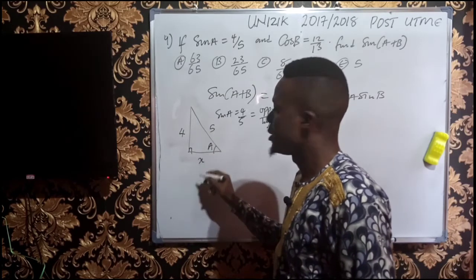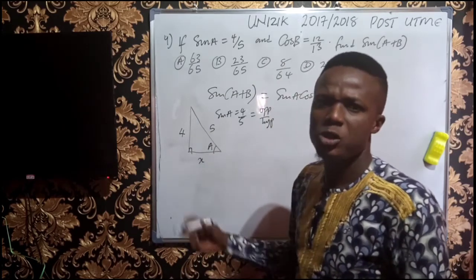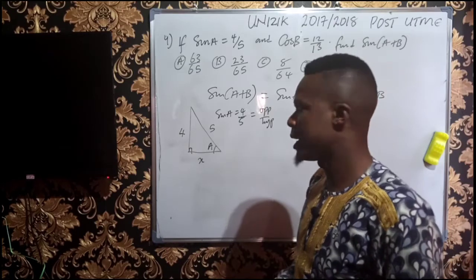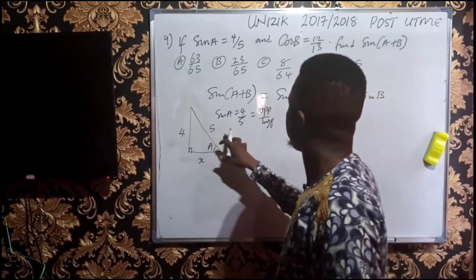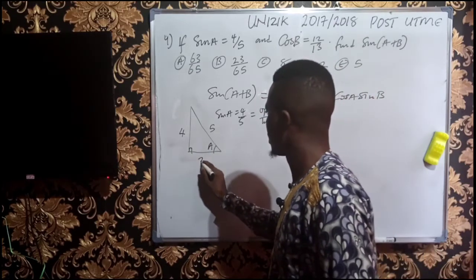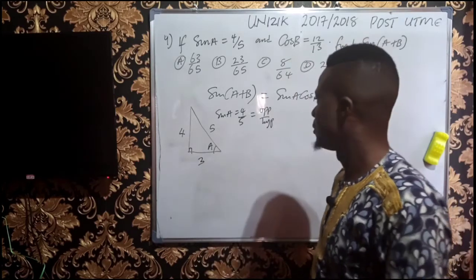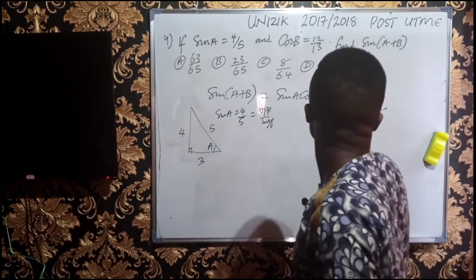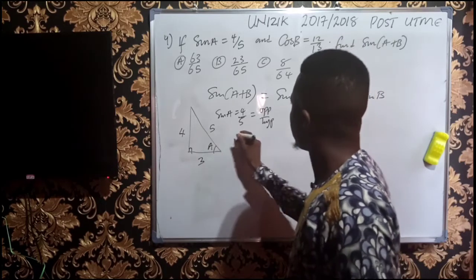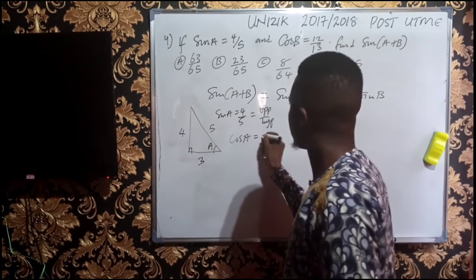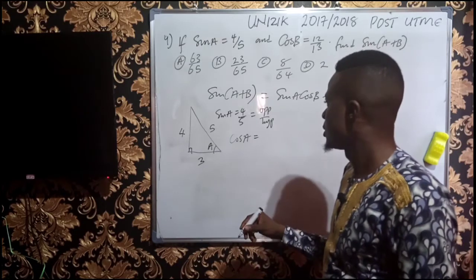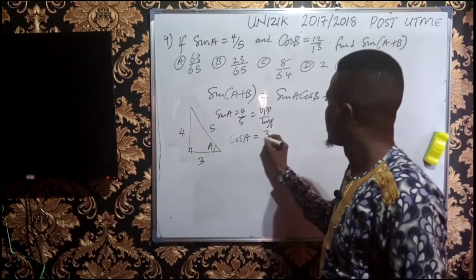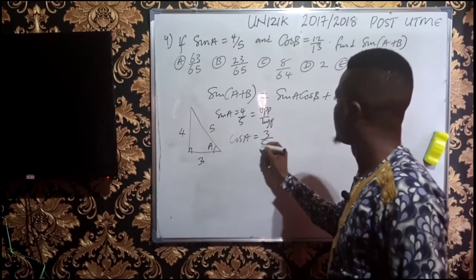You can get this side using Pythagoras theorem, but you need to be fast in an aptitude test examination like this. Whenever you see 4, 5, you should know that the third side should be 3 from the Pythagorean triple. Okay? So now, let us get cos A because we need it here. Cos A is just adjacent over hypotenuse, and adjacent is 3, hypotenuse is just 5.